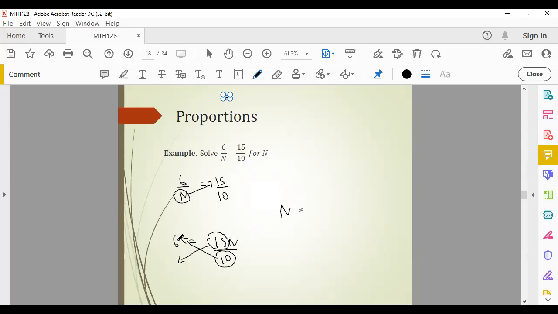So picture the 10 joining the 6. So 6 times 10, and picture the 15 going onto the bottom, and there it is. So the one where the variable happens to be on the bottom is definitely the more difficult one. In a couple minutes, we'll look at a slightly better type of solution for these kinds of problems that people seem to prefer. So anyways, this will be 60 over 15, and 60 divided by 15 gives you 4. So therefore, n is equal to 4.